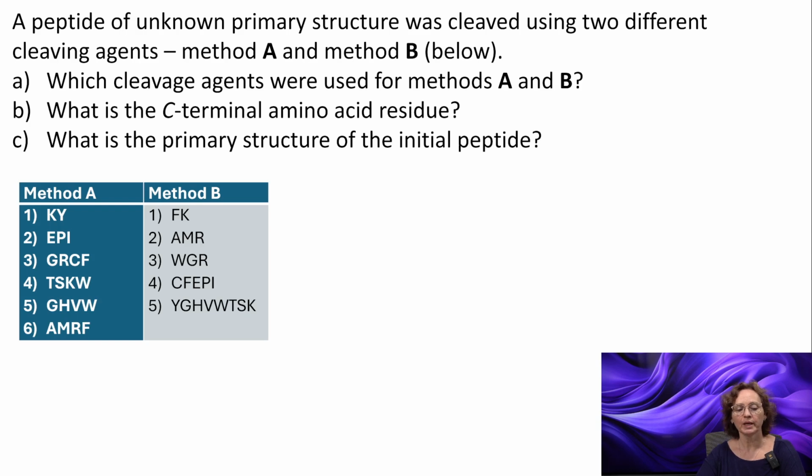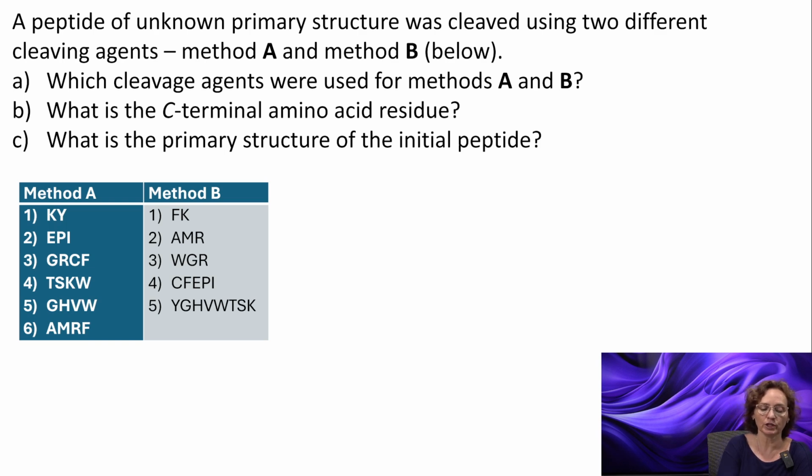In this problem, we are given peptides produced by digestion of one and the same peptide with two different cleaving agents. And we know the primary structure of those fragments. And the first question that we need to answer is which cleavage agent is used for each of the methods.